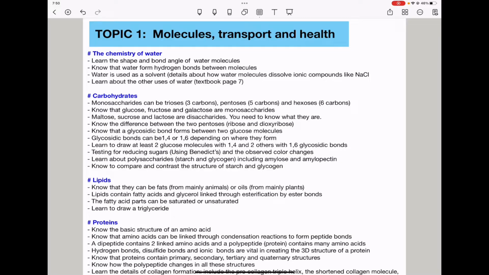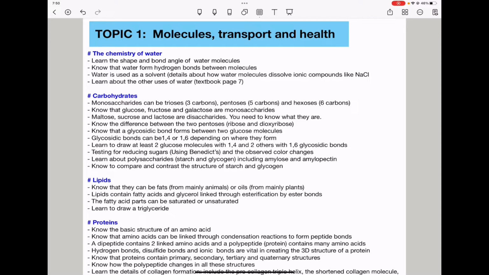Here they will ask you about the chemistry of water. You need to know the shape as well as the bond angle of water molecules. You need to know that water forms hydrogen bonds between their molecules, and the bond angle between molecules is 180, while the bond angle within a water molecule is 104.5.